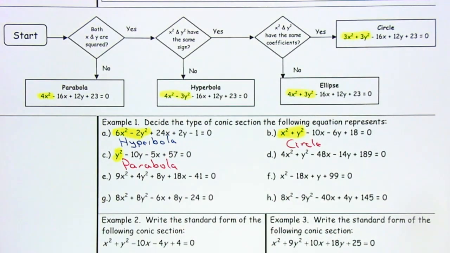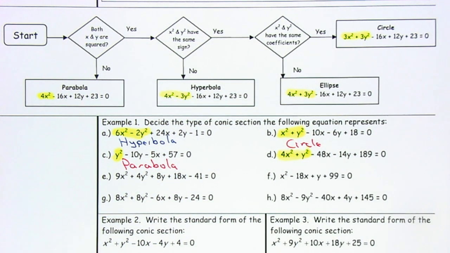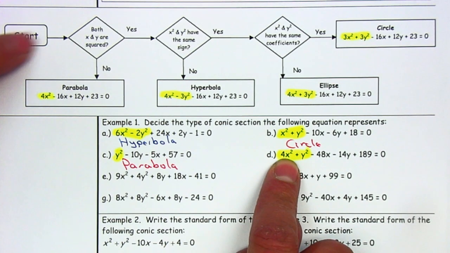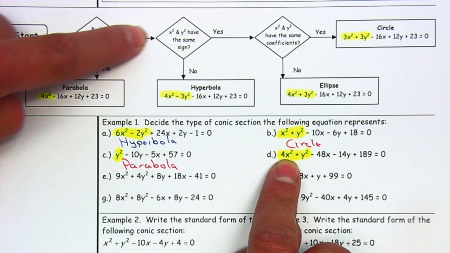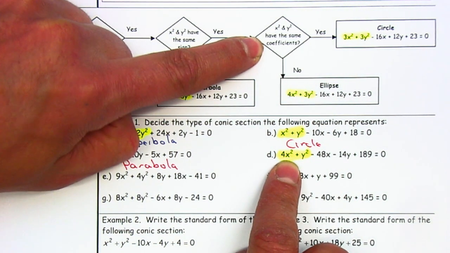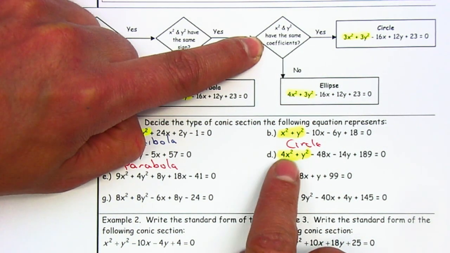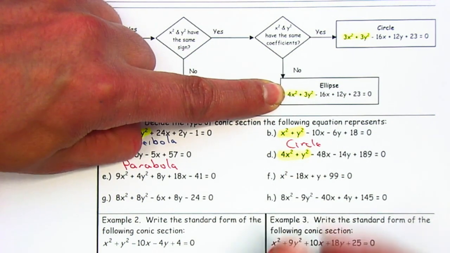Let's go into the next one. I'm only looking at the variables that are squared and their coefficients. Are both x and y squared? Yes. Do they have the same sign? In this case, they both are positive, so yes. Do they have the same coefficient? This is a 4, this is a 1, so that's a no. So in this case, this is an ellipse.